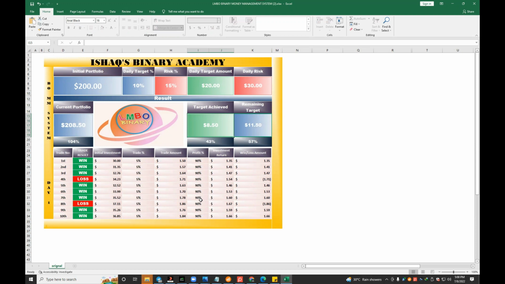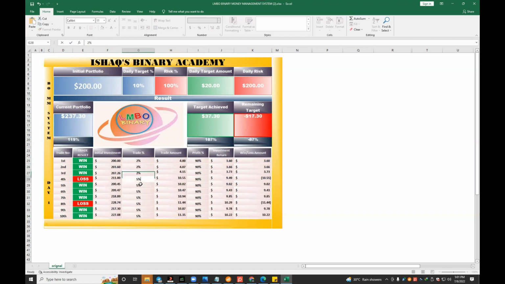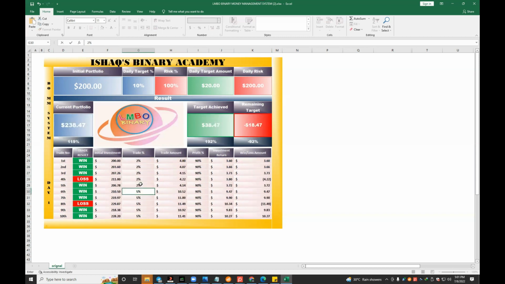Even, for example, in the next step of the money management system which I'm taking, I just need a daily target of 10%, but I'm taking 100% risk of my capital. So 100% risk of capital means my daily risk is the total initial portfolio of 200 USD. So with 200 USD, I'm just using 2% of my account, not more.